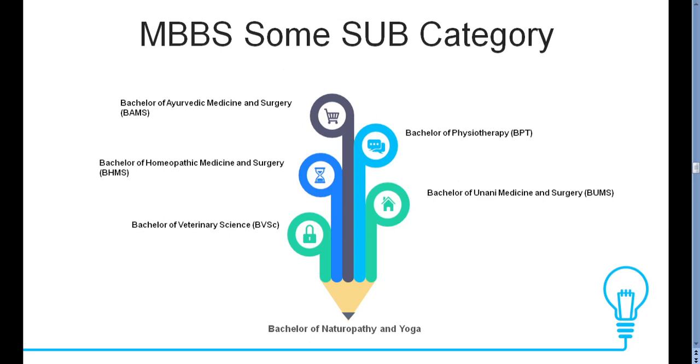Here you will get a lot of short names, or abbreviations, for different things. You will get BAMS, BPT, BHMS, BUMS, BVSC, the full forms of all these things, which are related to MBBS.